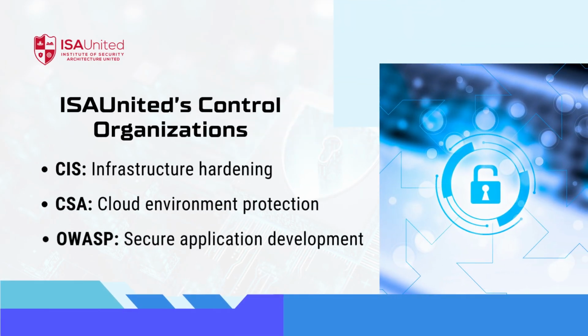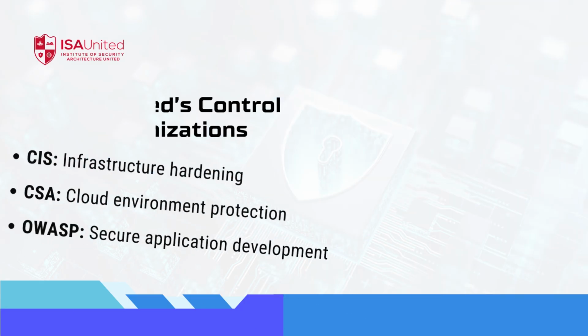ISAUnited's control organizations. ISAUnited designates three technical authorities as our official sources of cybersecurity controls. The Center for Internet Security provides infrastructure hardening practices. The Cloud Security Alliance offers the Cloud Controls Matrix, focused on cloud-specific protections, and OWASP delivers secure software engineering and application-level guidance. Together, these cover infrastructure, cloud, and applications, the full spectrum of modern enterprise technology layers.